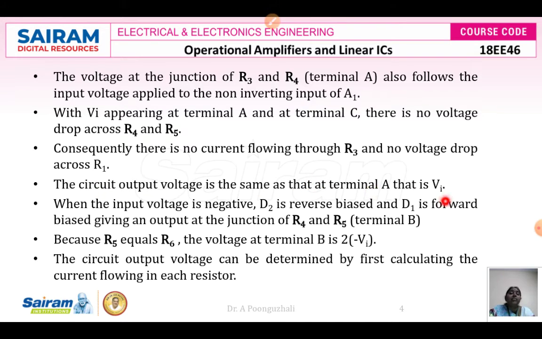So we can say that the circuit output voltage is going to be the same as that at the terminal A, that is Vi. Now when the input voltage is negative, your diode D2 is going to be reverse biased and diode D1 is going to be forward biased, which is going to give an output at the junction of R4 and R5. Now because R5 is equivalent to R6, the voltage at the terminal B is going to be minus 2 Vi. The circuit output voltage can be determined by first calculating the current flowing in each resistor there.